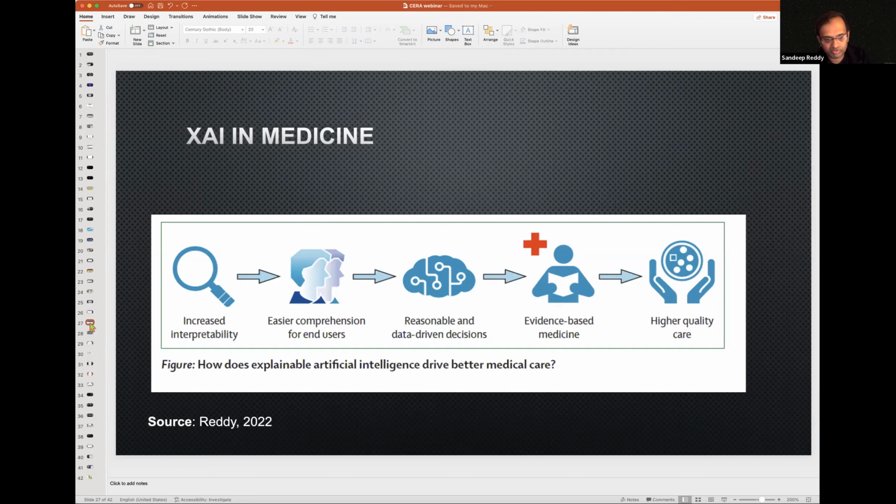But I've vigorously argued against that notion and said we still need to place a lot of attention on explainable AI frameworks, because that will lead to increased interpretability of the AI process, and that leads to better comprehension for end users, and that leads to reasonable and data-driven decisions, and eventually leads to evidence-based medicine and higher quality care.